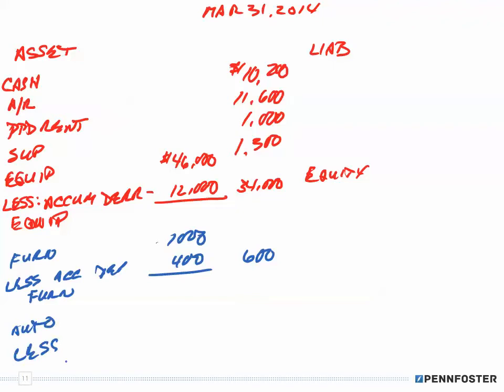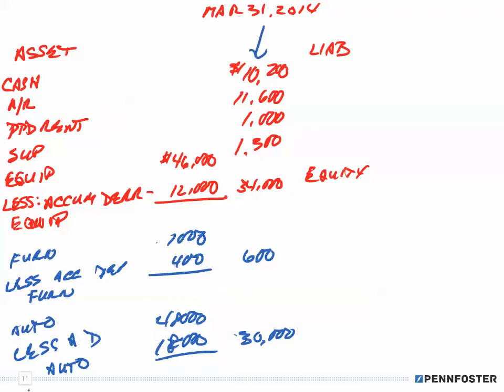If I had automobile, I do the same thing. Less accumulated depreciation, auto, and let's say that's 48,000, and I'm down, say, 18,000. So now I have an underline and I have 30,000, and you just keep going down. So when you're looking at this column and you're going to add up your total assets, we have an underline here, because we're adding everything in this column up in order to get our total assets. Okay, so I hope you understood that.